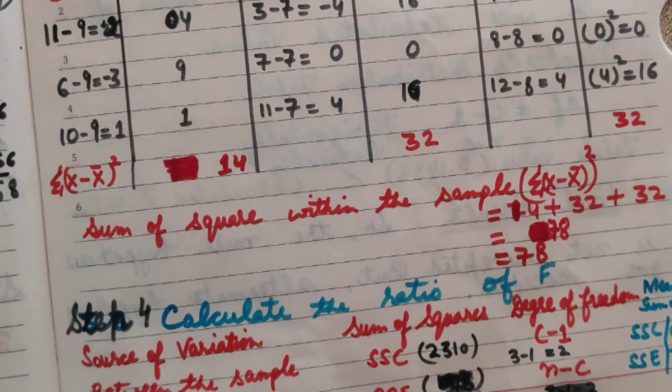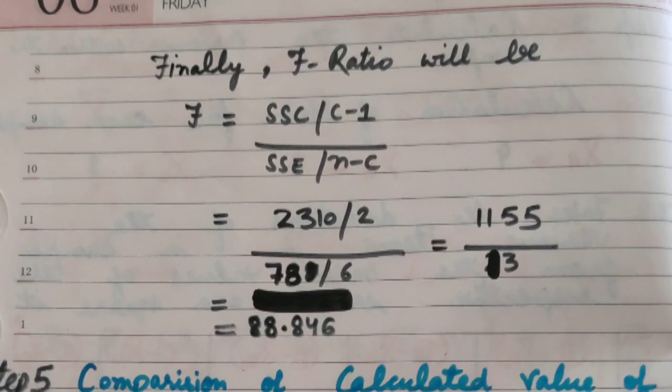Degrees of freedom between the samples will be C minus 1 and within the samples will be N minus C, where C is the number of groups and N is the number of samples. Finally, the F ratio is here, where SSC is the sum of squares between the samples and SSE is the sum of squares within the samples, each divided by their degrees of freedom.